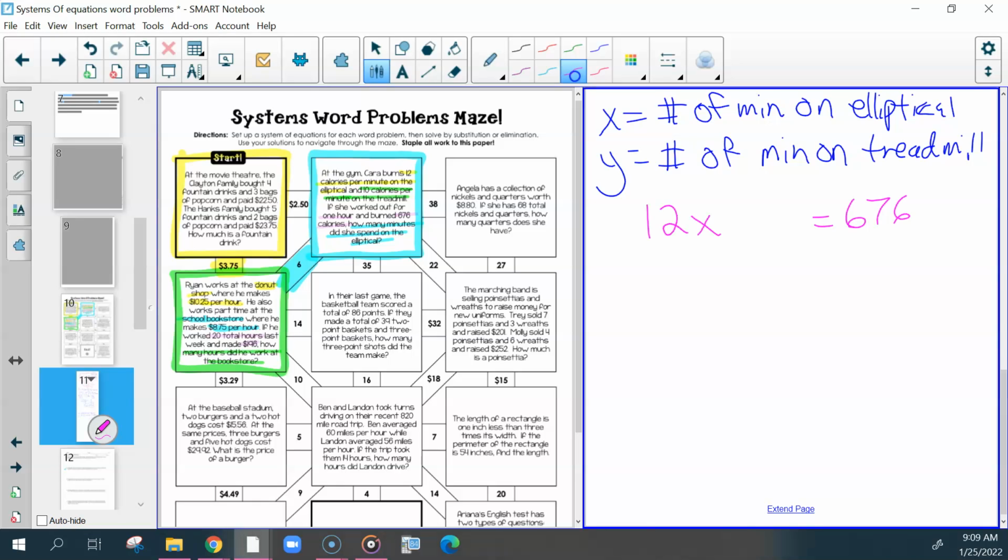Plus 10y, or if you use t, that's fine. Equals. So it'd be 60, because everything else is in minutes. We know 1 hour is 60 minutes, so we have to change that to be minutes.